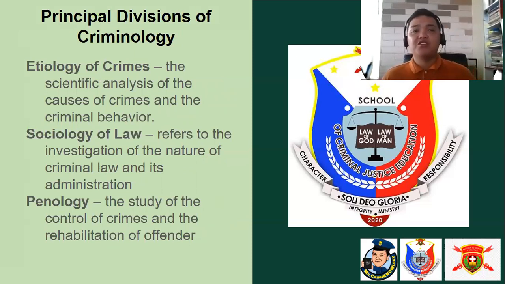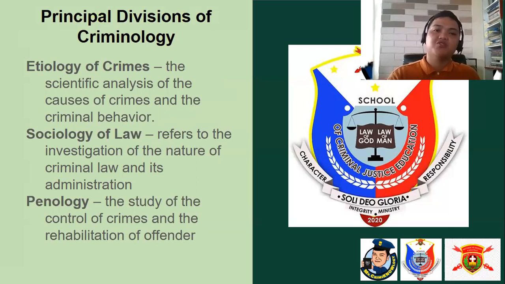First, we have the etiology of crime. We are looking into the criminogenesis. We are looking to the beginning of crime, or the causes of crime, how crime started. The scientific analysis of the causes and the criminal behavior. So we are looking by using sciences how crime started, what is the root cause of crime, and how a person is having criminal behavior, where that criminal behavior came from. That is the focus of the etiology of crimes. We're looking to the cause, to the beginning, to the root.